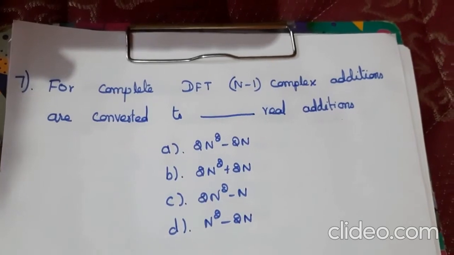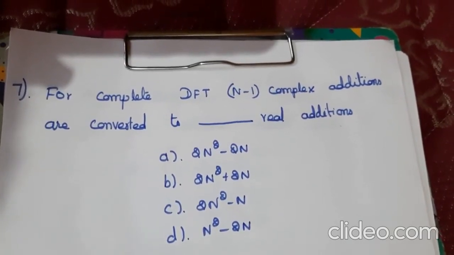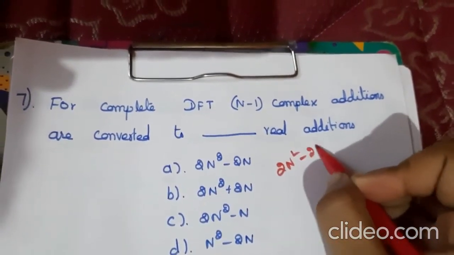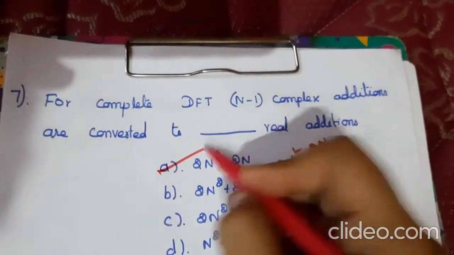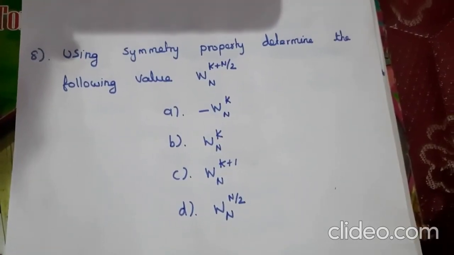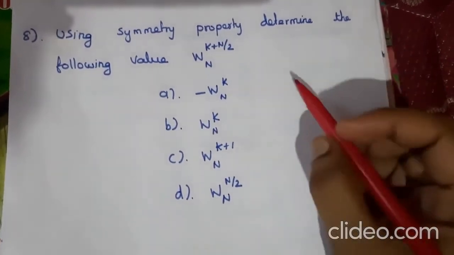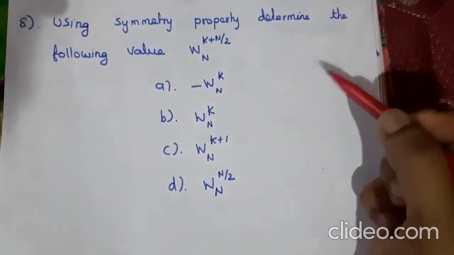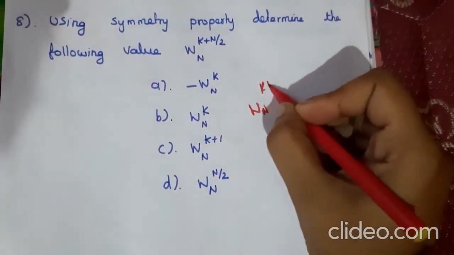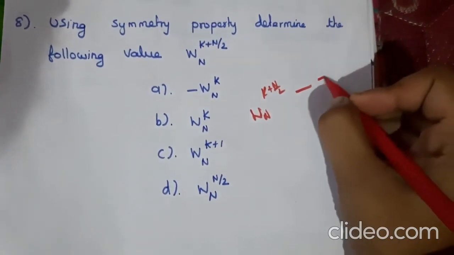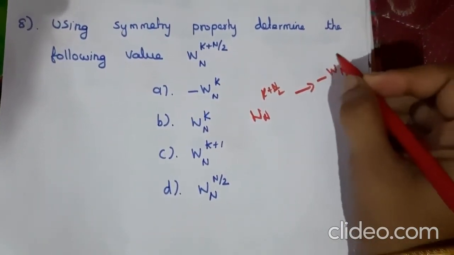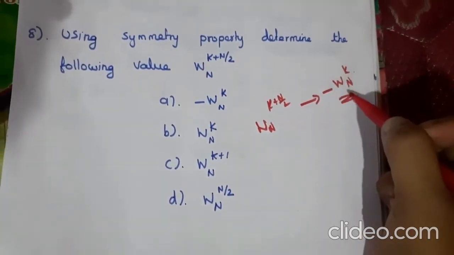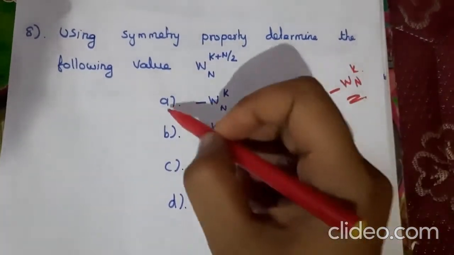Seventh question: for the complete DFT, N minus 1 complex additions are converted to 2N square minus 2N real additions. So here the answer is A. Next question: using the symmetry property, determine the value of W N to the power k plus N by 2. Using the symmetry property of FFT, the answer is minus W N to the power k. So here the answer is A.